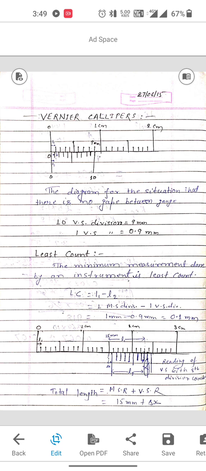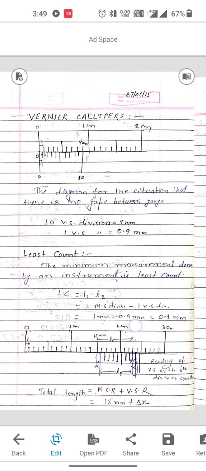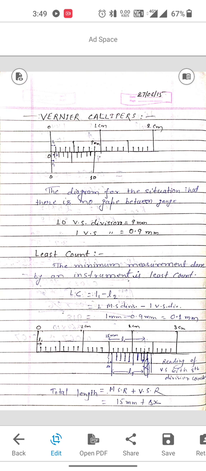The minimum measurement done by an instrument is called least count. Least count equals L1 minus L2, that is 1 main scale division minus 1 vernier scale division. That is 0.1 mm.